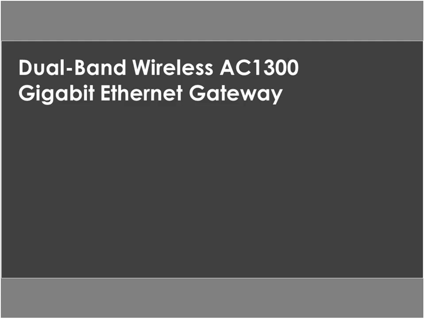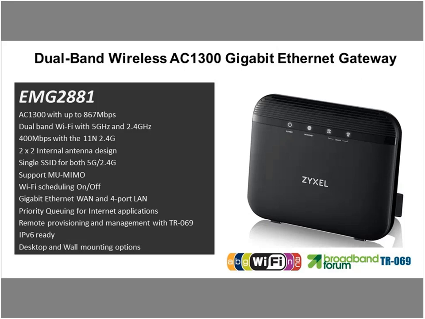So that brings us into the dual band wireless AC 1300 gateway Ethernet. This is our dual band EMG2881. It's an AC 1300 with up to 867 megabits on the 5 gig and 400 megabits on the 2.4 11N. Two radios, two antennas. This does support a single SSID that covers both the 5 gig and the 2.4.